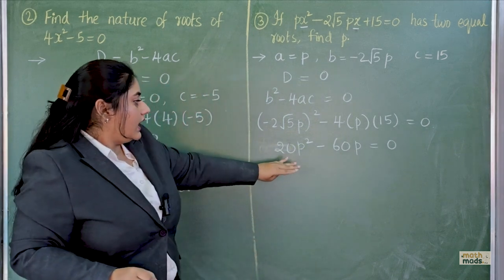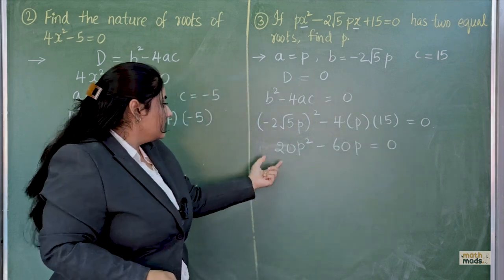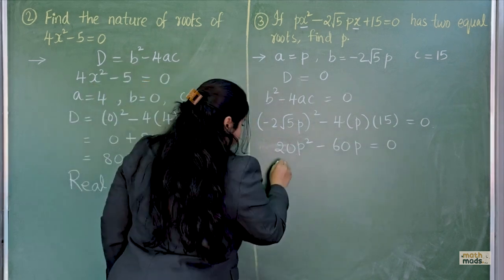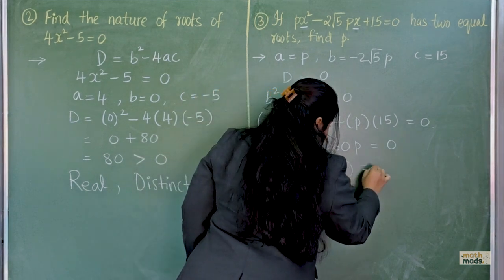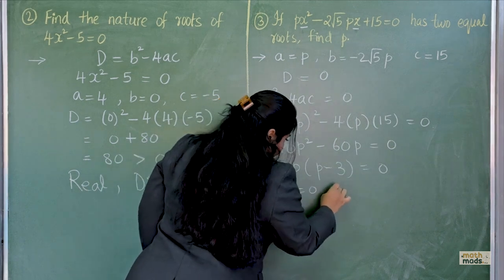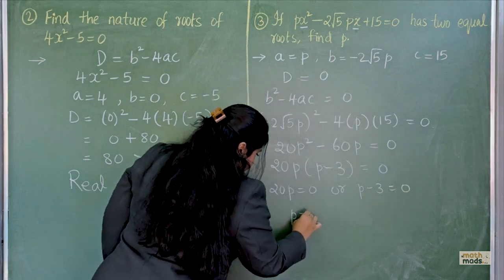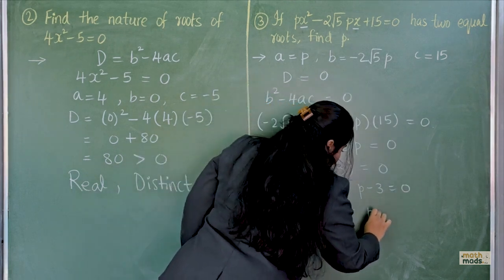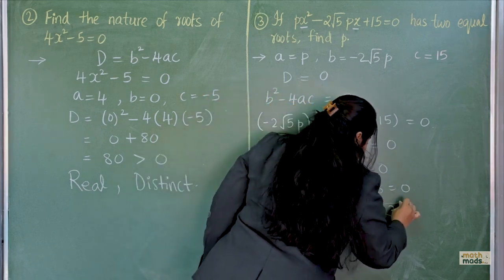Now here I can take, don't send minus 60p to the other side and cancel p, never do that. Take 20p common here. What do you get? 20p into p minus 3 is equal to 0. Then 20p is equal to 0 or p minus 3 is equal to 0. So p can be equal to 0 or p can be equal to 3. These are the values that p can take.